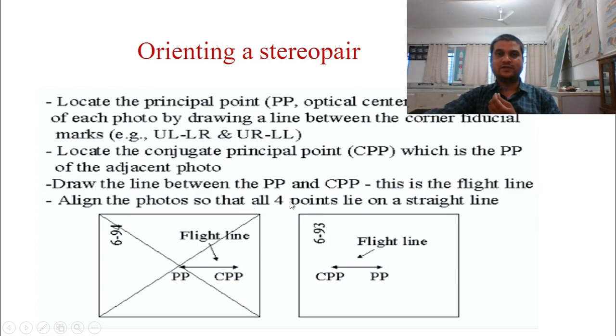Align the photos so that all four points lie on a straight line. After that, take this photo towards this and this. The four points, that is PP, CPP, CPP, and PP, are in the same continuous line. This is our arrangement for orienting a stereoscope. Then you can see the exact image of that particular photo in the three dimensional view.